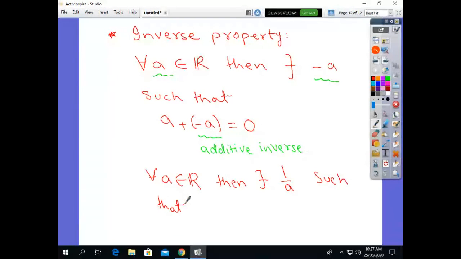For all A belonging to the real numbers, there exists 1 by A such that A multiplied with 1 by A becomes the multiplicative identity. This 1 by A is called the multiplicative inverse.